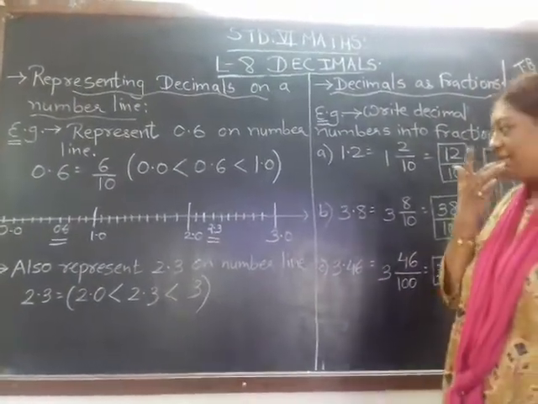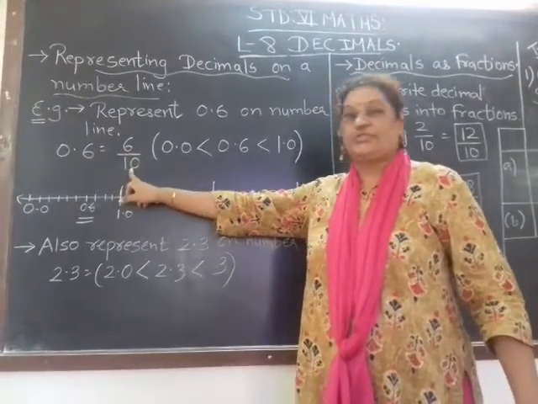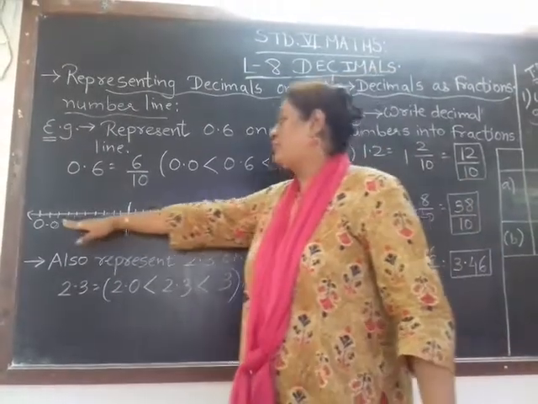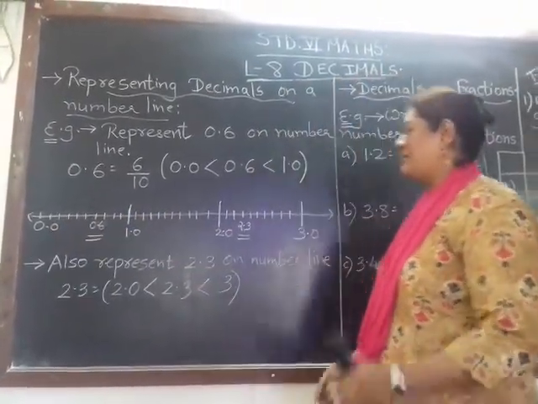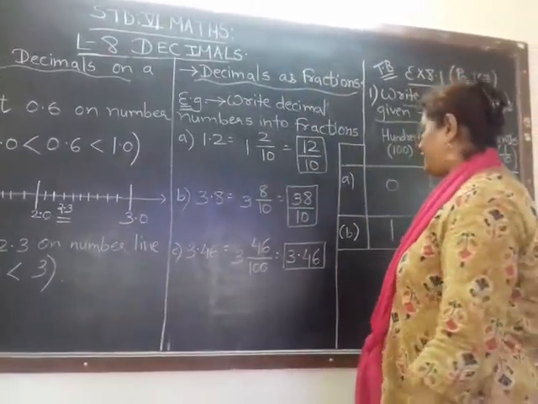So these are the two numbers we have represented on the number line. How to decide how many parts we have to take: the first digit will be converted into a simple fraction. The denominator, either it comes 10 or whatever, you have to go with the equal parts in the number line. Okay, now coming on to the next topic, that is decimals as fractions.